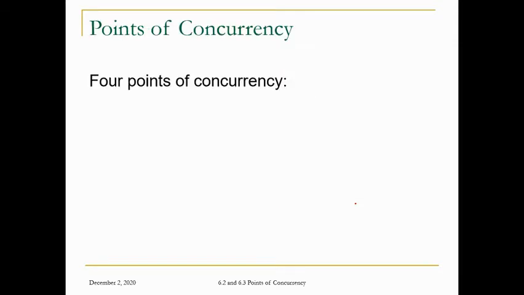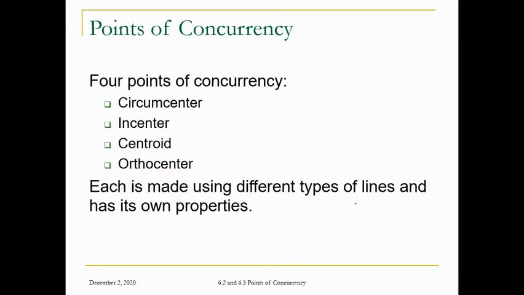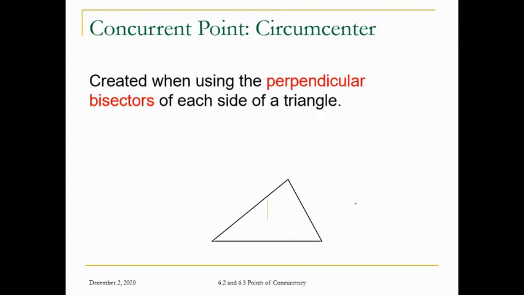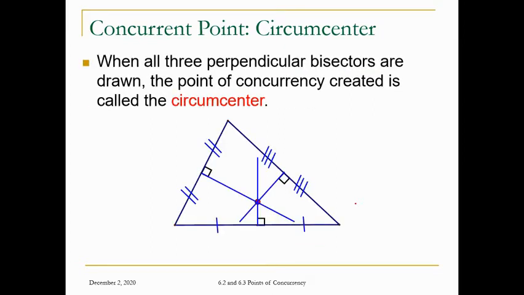Points of concurrency. There are 4 points of concurrency for triangles, what we call circumcenter, incenter, centroid, and orthocenter. Each is made using different types of lines and has its own properties. Concurrent point circumcenter. This is created when using the perpendicular bisectors of each side of a triangle. Notice that it's just drawn perpendicular to the triangle side and it cuts that line in half. When all three perpendicular bisectors are drawn, the point of concurrency created is called the circumcenter.